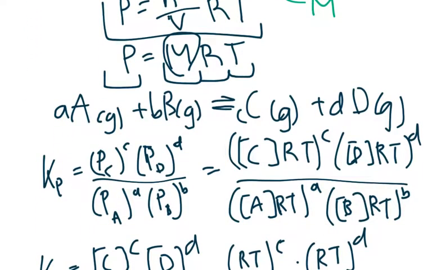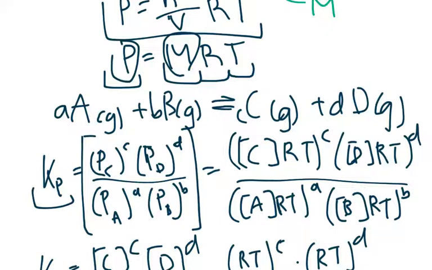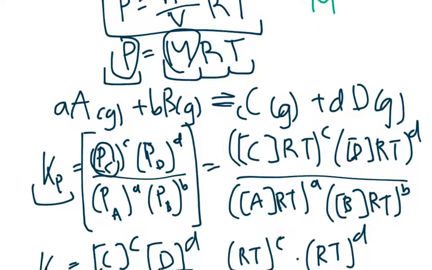Now, let's write a generic reaction to demonstrate what Kp stands for. Kp is equal to all this, as you might know, and you could substitute P with MRT. So here, for Pc, the partial pressure of C, you could substitute the concentration of C times RT, and that's what I did here. The concentration of C times RT is equal to the partial pressure of C. Of course, we're still raising it to the c power because that's the coefficient, and you do that for all the partial pressures.